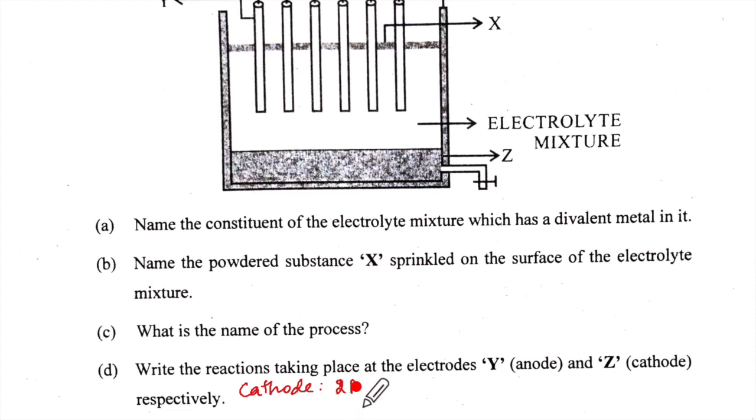At the cathode we have 2Al3+ migrating, and it will gain 6 electrons because one aluminium ion will gain 3 electrons and two of them will gain 6 electrons, and that will give us 2Al, that is metal atoms. Okay, so that finishes our second part of question 2.